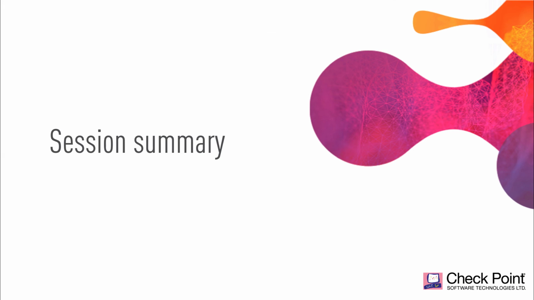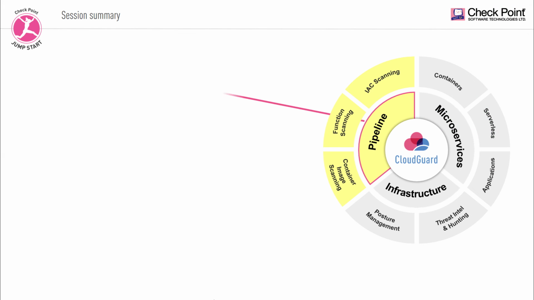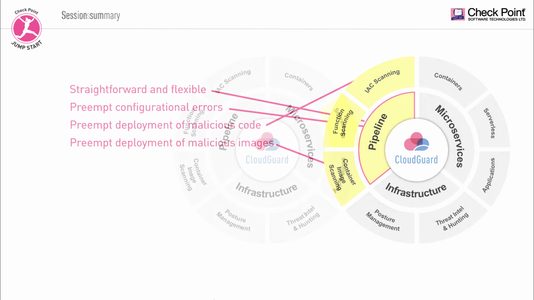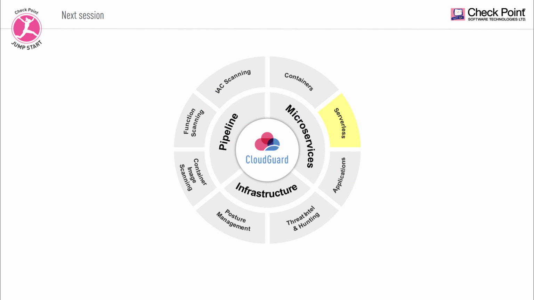And there you have it. Implementing ShiftLeft protection is pretty straightforward and flexible, and ensures you can preempt configurational errors or deployment of malicious code or images into your production, way before runtime protection is employed. In our next session, we'll explore the other part of the CloudGuard workload protection solution, serverless functions.